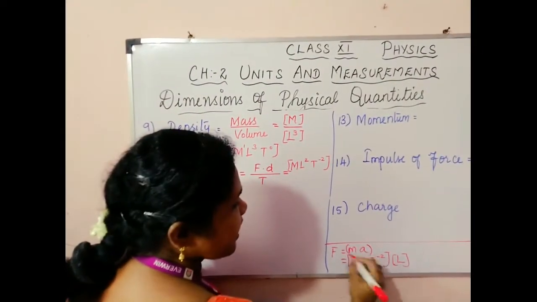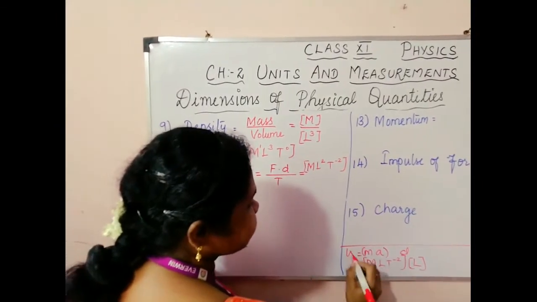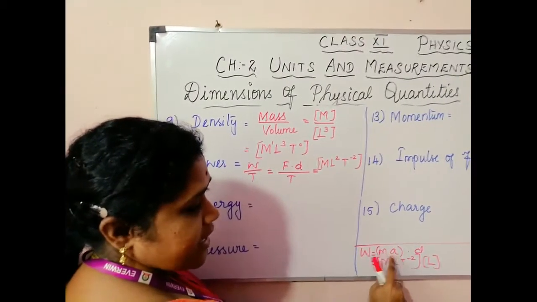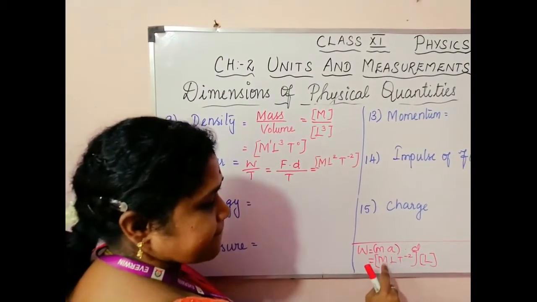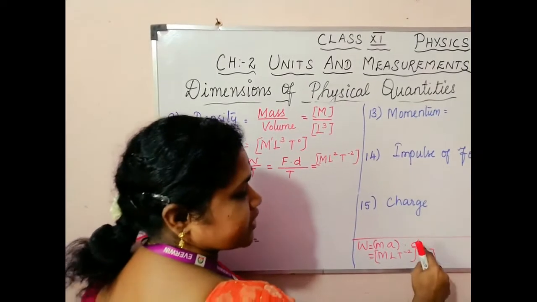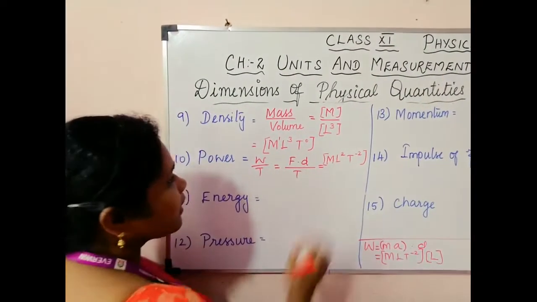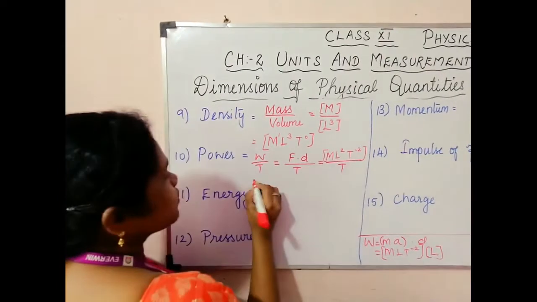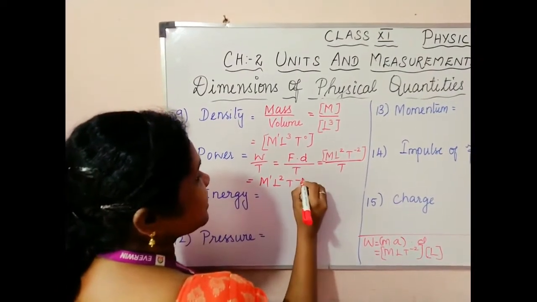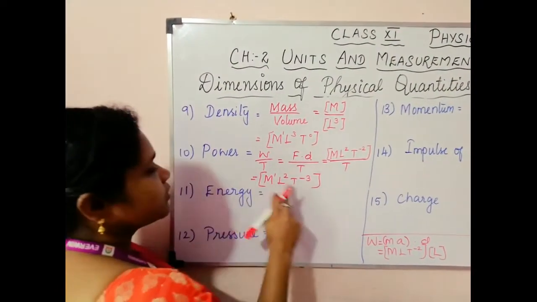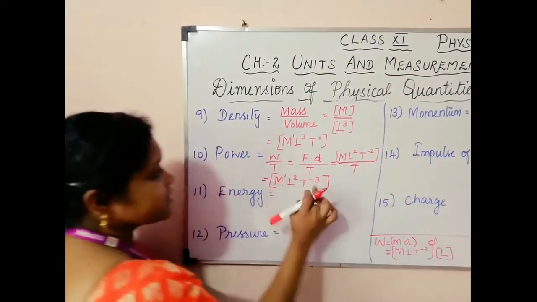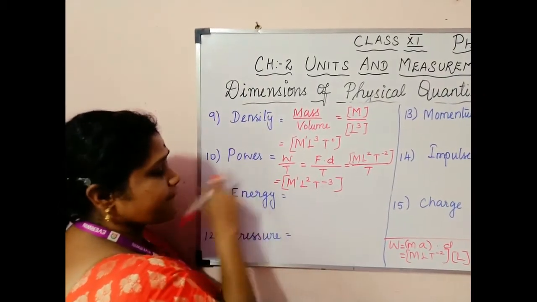So this MA into D is the work done. Work done is equal to force into displacement. Force is M into A, capital M, acceleration L T power minus 2, and for the distance it is L. Then again divided by T. So this can be written as M power 1 L square T power minus 3. This is minus 3 because if T goes up it is minus 1, so minus 2, minus 1, minus 3. So this is the dimensional formula for power.